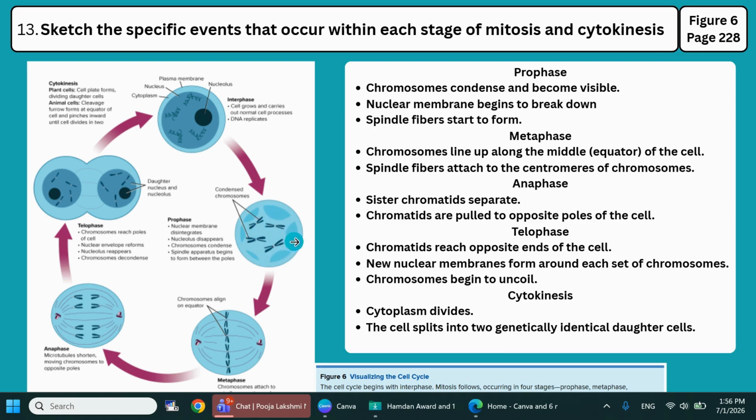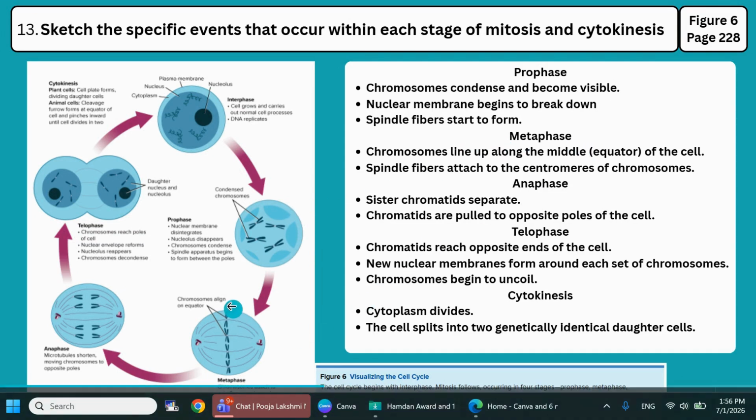So this is prophase. The chromatin material has condensed and formed chromosomes. You see the nucleolus has disappeared and the chromosomes are formed. The nuclear membrane disintegrates. There is no nuclear membrane now. The nucleolus has gone. The chromosomes condense, meaning they become thick, and the spindle apparatus begins to form. You can see here the spindle apparatus starts forming. This is prophase. Second is metaphase.